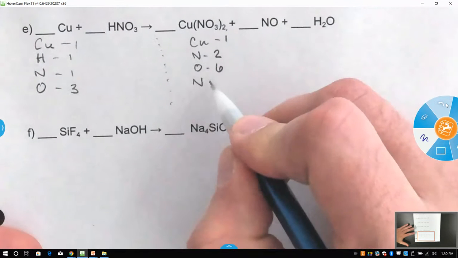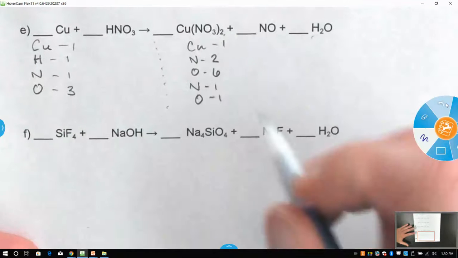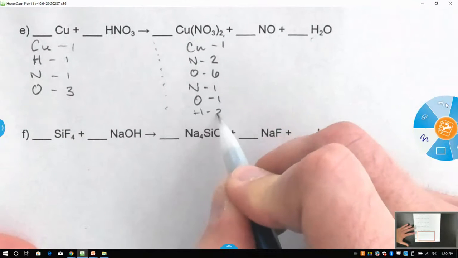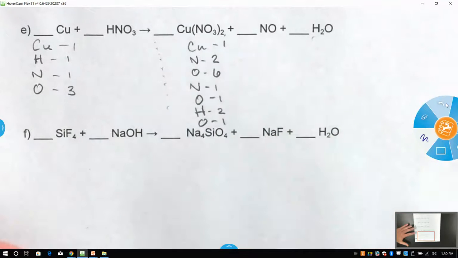Again, we have another N, another O, and then we have the H2O here, so we have H2 and the O with the 1. Okay, well, the coppers are already balanced, so we're obviously not going to start there. Nitrogens, they're not balanced, so we could potentially start there, or we could start with the hydrogens. But let's take a look at the oxygen.